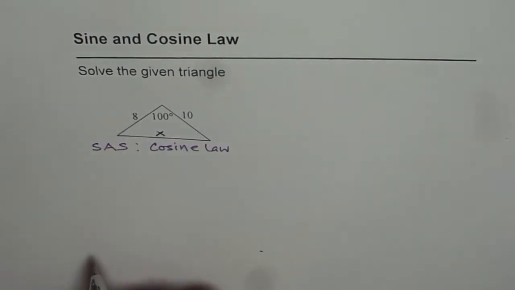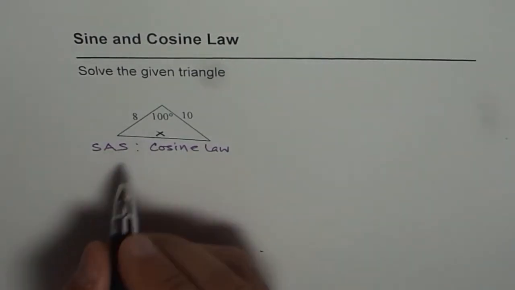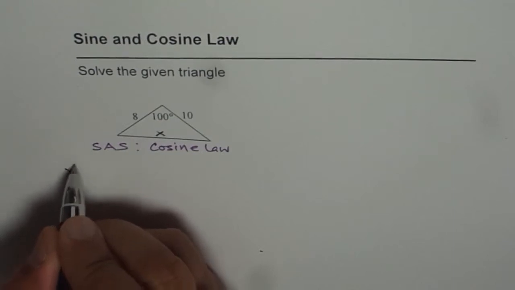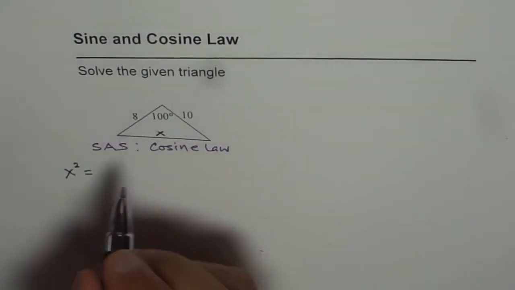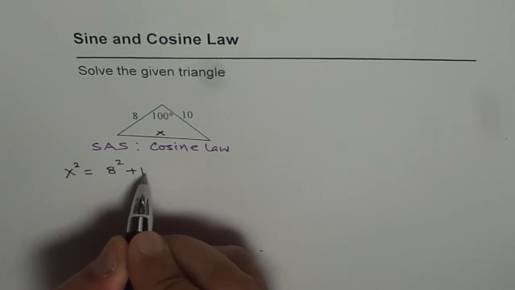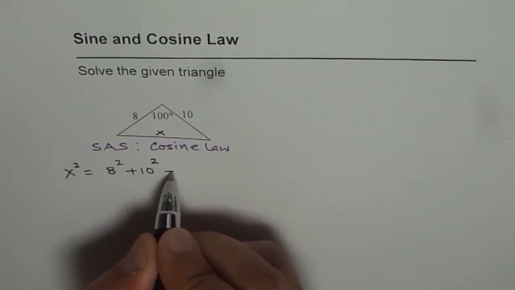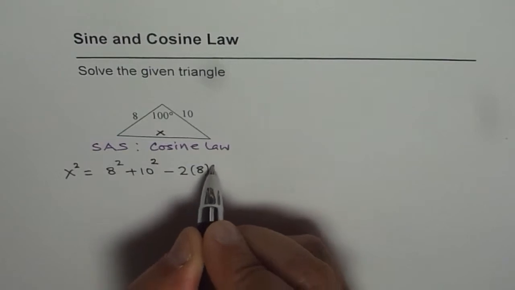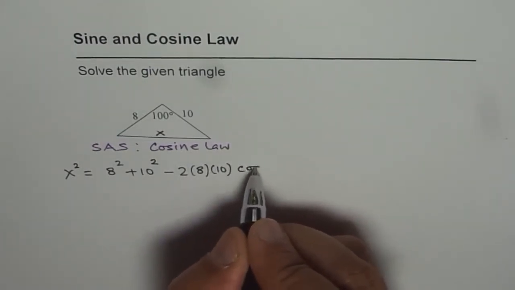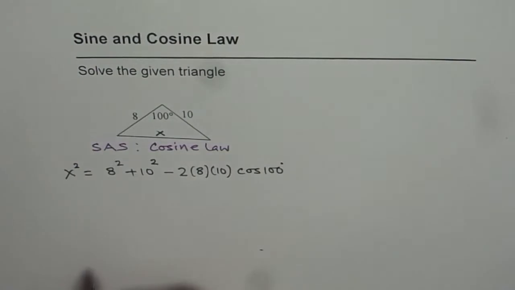So let us use cosine law and first find the side, and let me call this side x. So using cosine law, x squared is equal to 8 squared plus 10 squared minus 2 times 8 times 10 times cosine of 100. Right, now we can use a calculator to figure this out. So it is 8 squared plus 10 squared minus 2 times 8 times 10 times cos of 100.